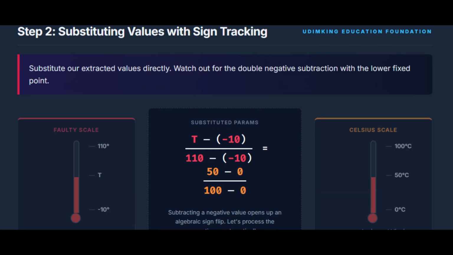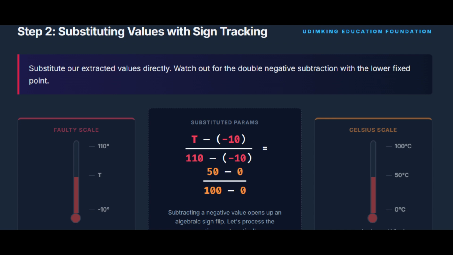On the left side of our equation, we write T minus, bracket open, -10, bracket close, divided by 110 minus, open bracket, -10, bracket close. On the right side, we have 50 minus 0 divided by 100 minus 0.